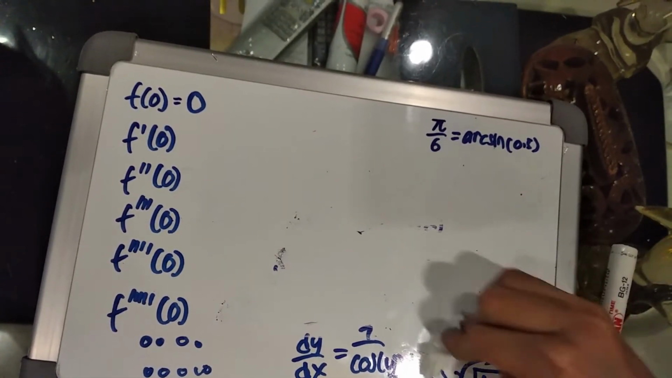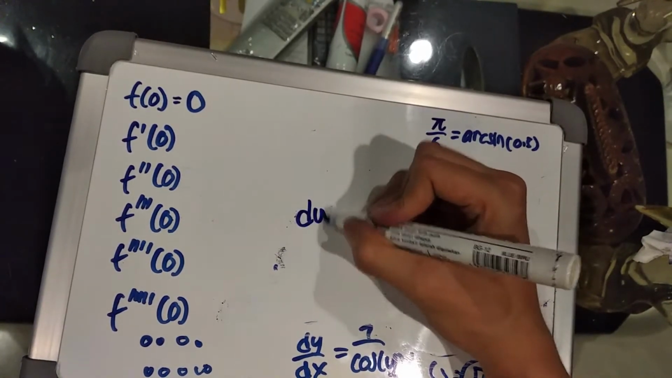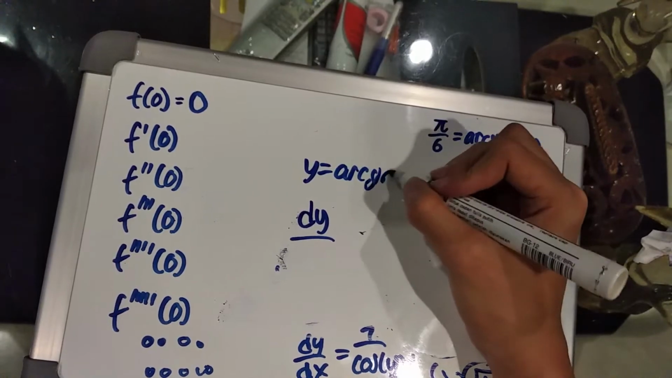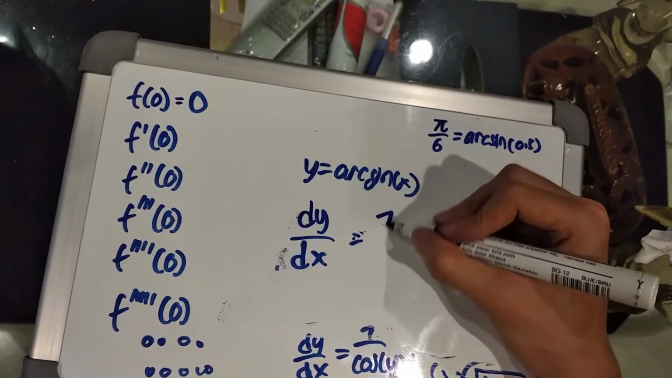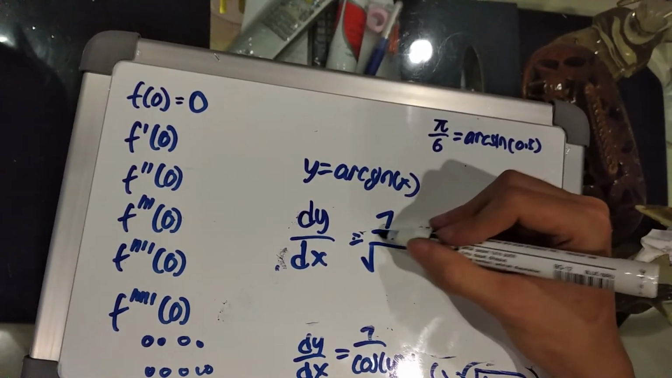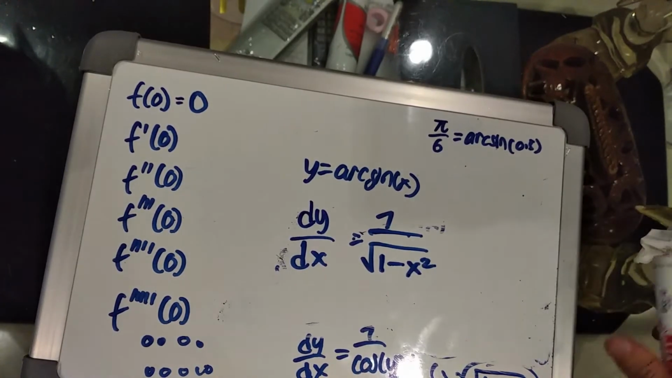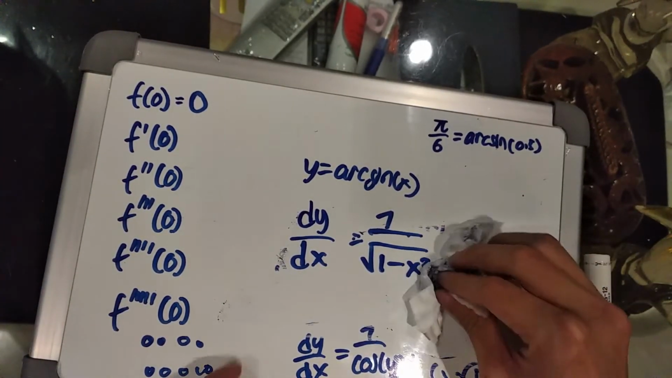So in the end, what we're left with is that the derivative of y, where y is equal to the arc sine of x, is equal to 1 over the square root of 1 minus x squared. And this will be what we will use for the first derivative.